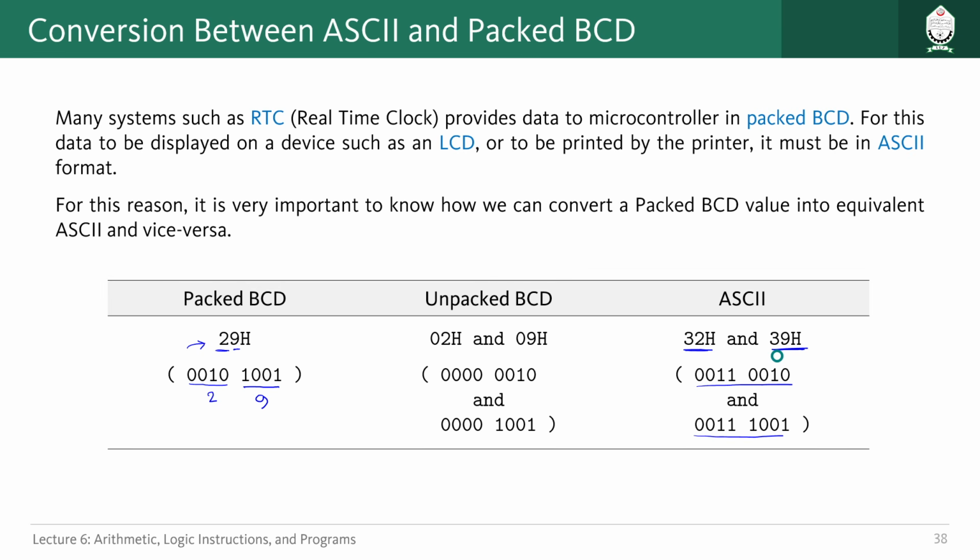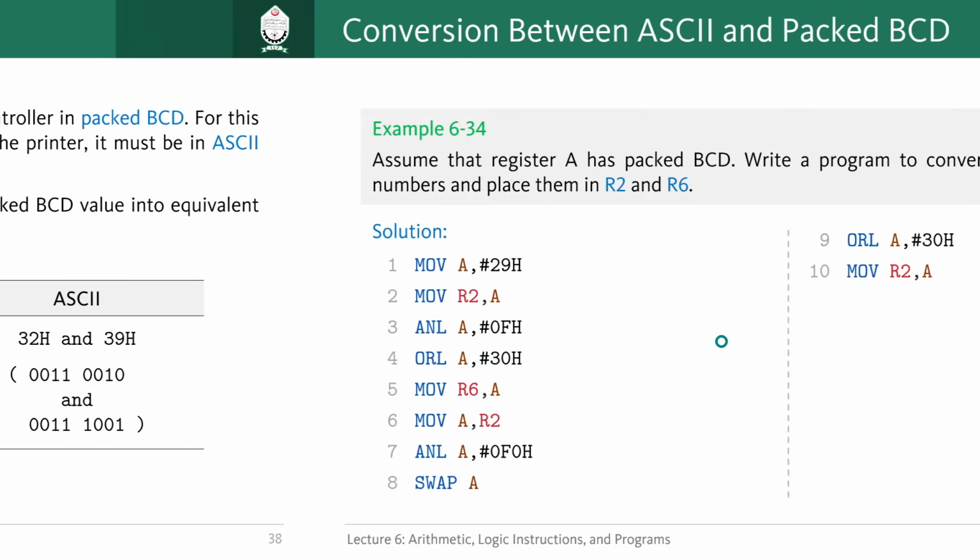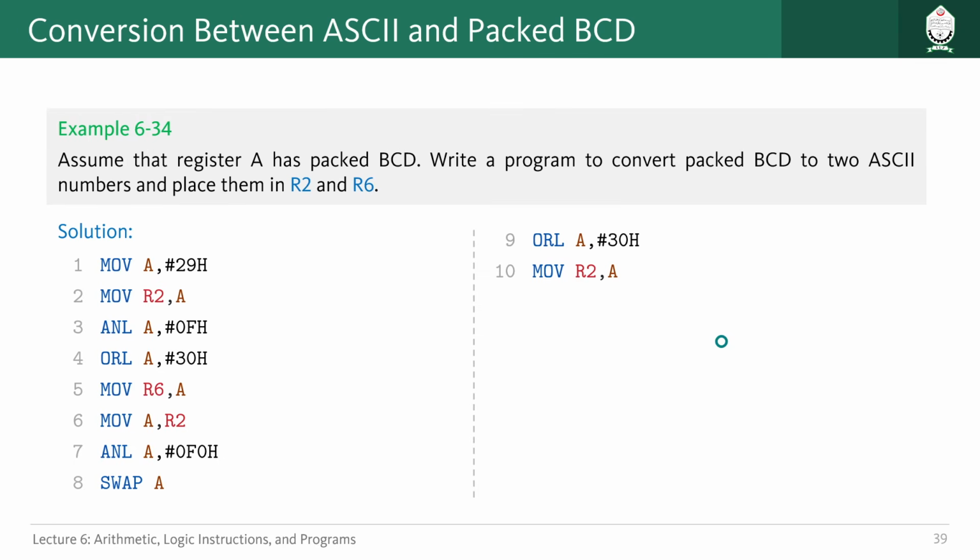So how do we actually do that? We take the help of unpacked BCD whenever we convert packed BCD into ASCII, or from ASCII to packed BCD. We unpack these two values in packed BCD into unpacked form. So for 2 we will have this value, and for 9 we will have this value. Then we add 30 to these two values to get the ASCII characters, right? We will look at some examples that will be easy to understand.